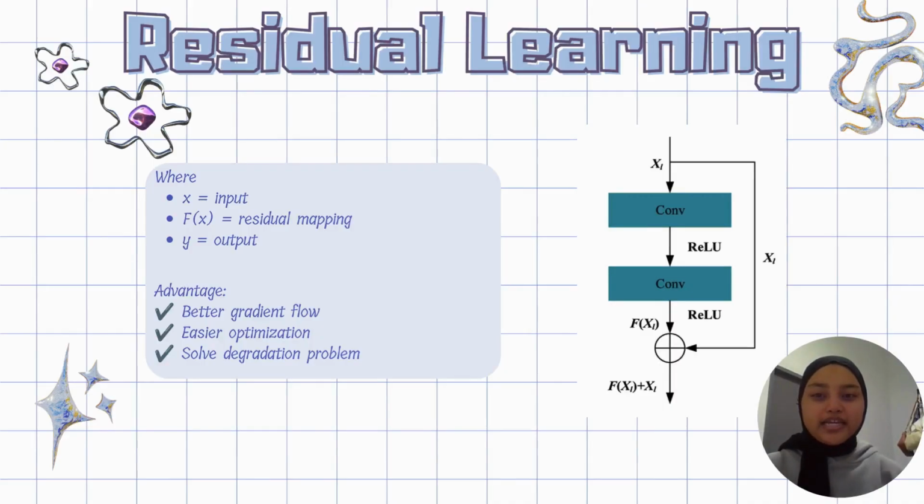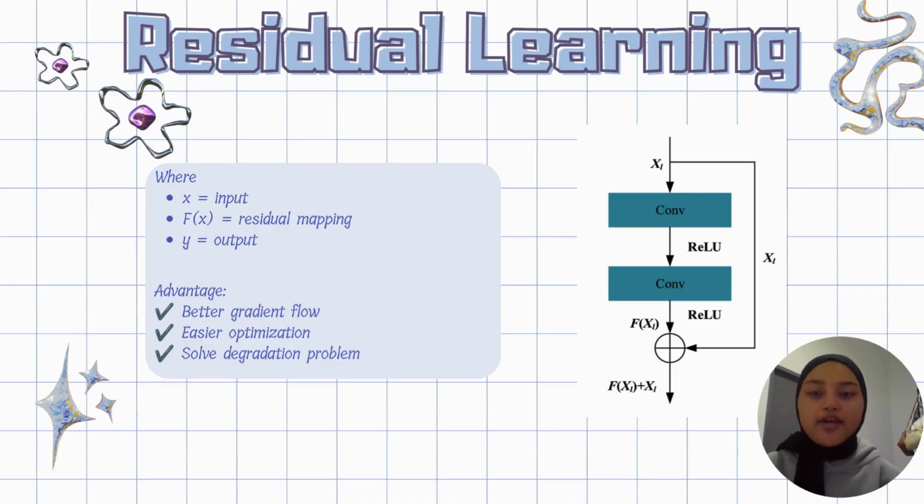Now I will explain the key idea behind ResNet, which is residual learning. Instead of learning the full mapping directly, ResNet learns the residual, which is represented as F(x). The output is calculated as y equals F(x) plus x, where x is the input, F(x) is the learned residual, and y is the final output. The shortcut connections allow the input to skip a few layers and add it directly to the output.